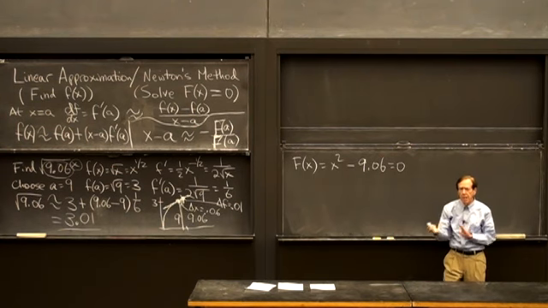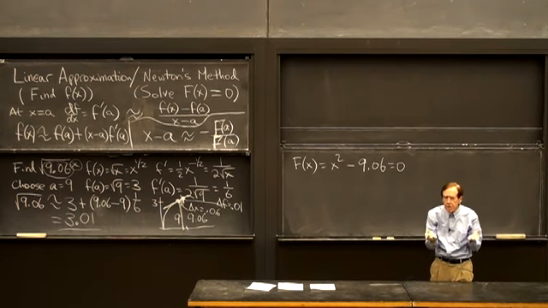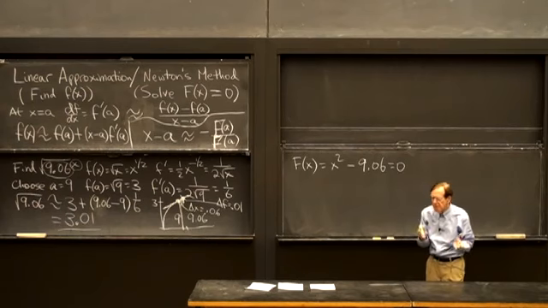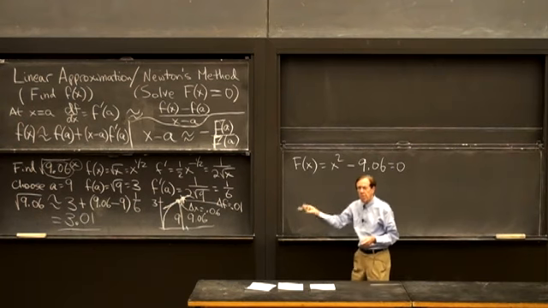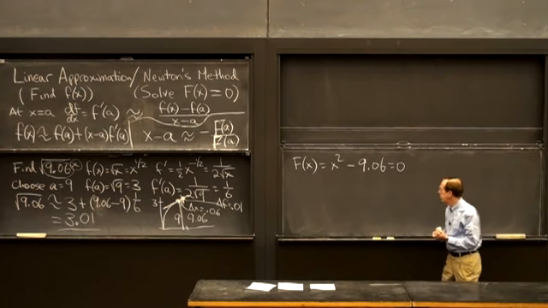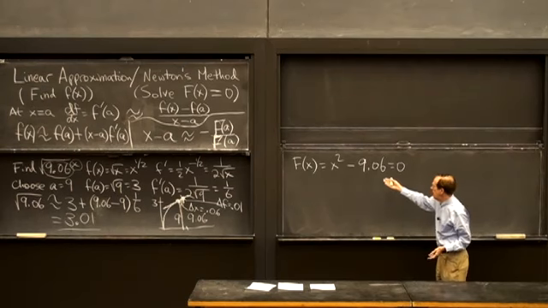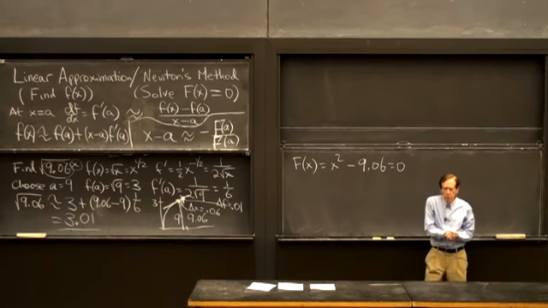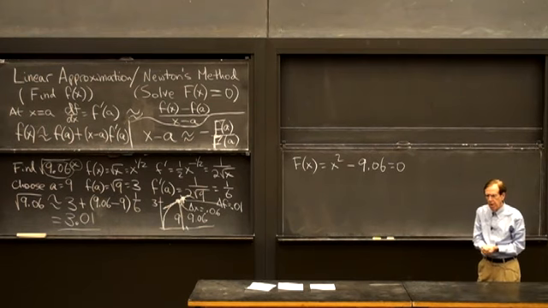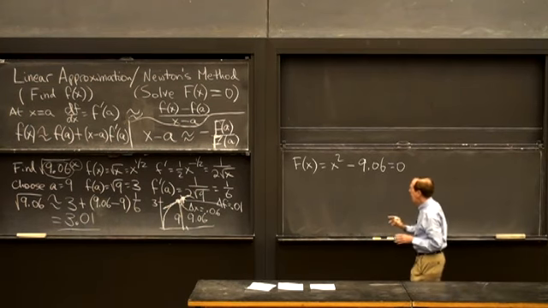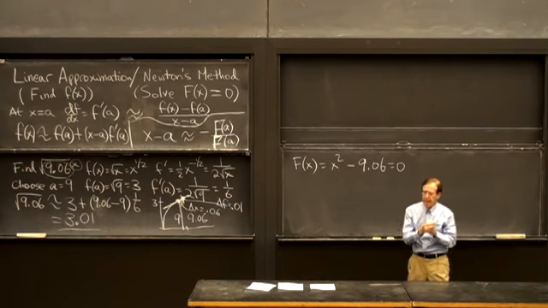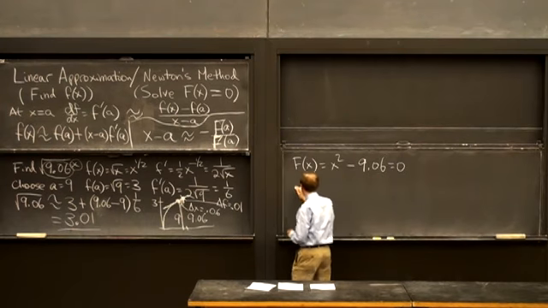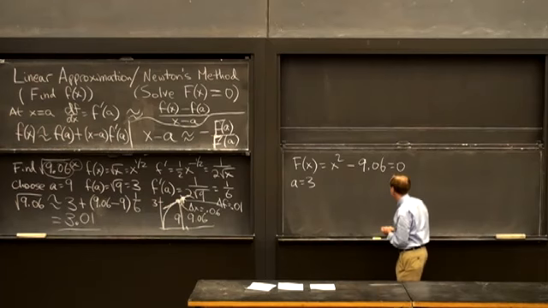I'm just keeping my two examples close. In both problems, I'm looking for the square root of 9.06. Of course, that's the solution to this equation, the square root of 9.06. Again, I pick a point A close to the solution, and again, I'm going to take A to be 3. So 3 is close to the correct solution.